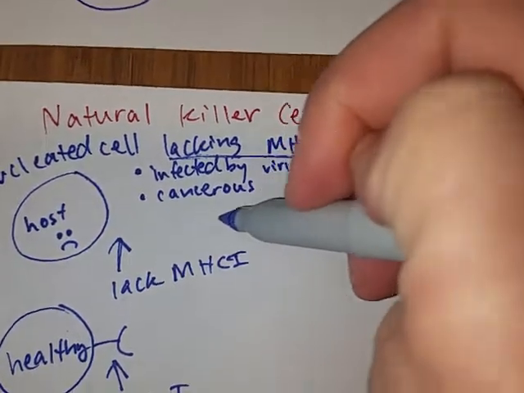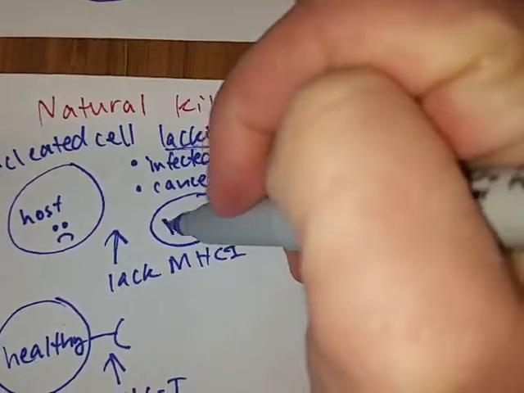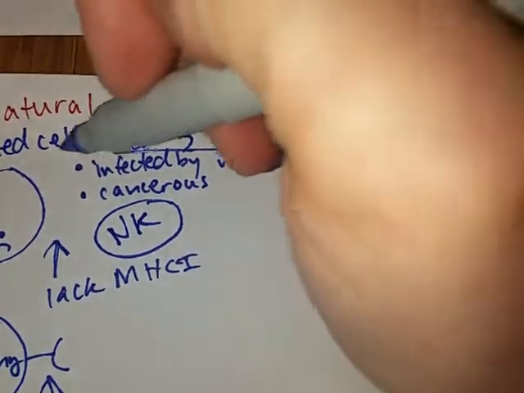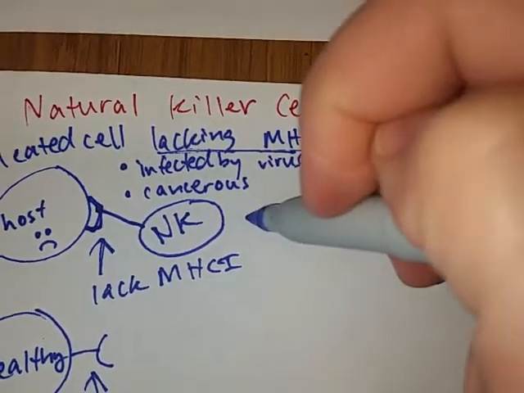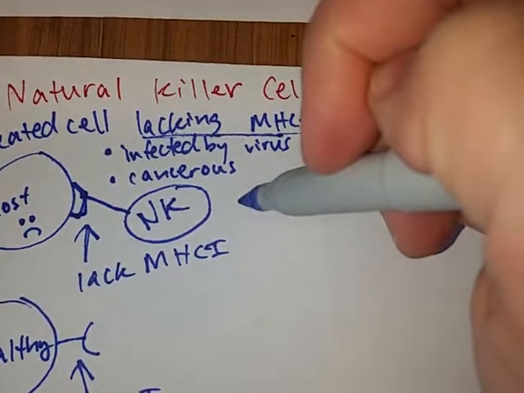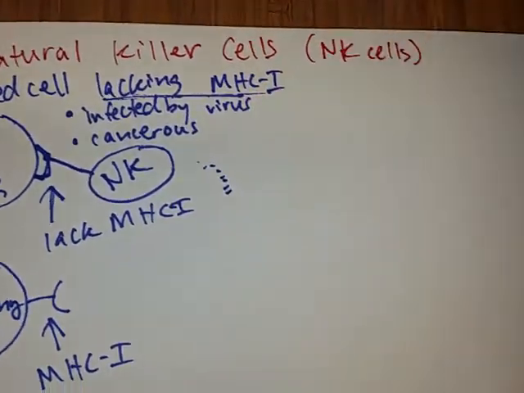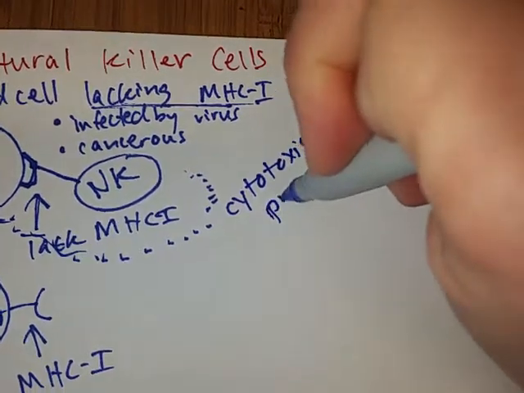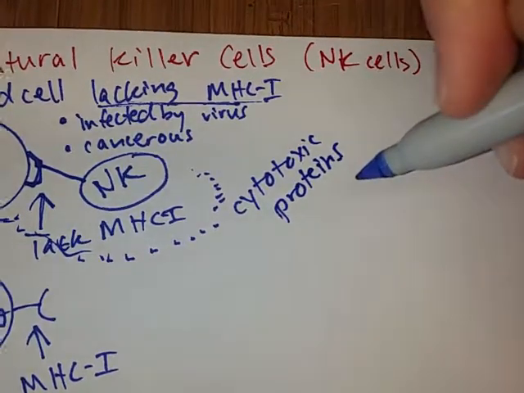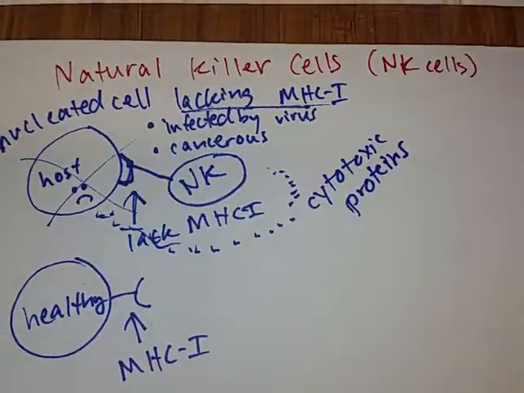So natural killer cells, let's label it NK. These are going to come through and look for MHC1. They're like beeping all around, and they're like, okay, nothing is here. We do not see any MHC1. So the natural killer cells are going to go ahead and, just like the T cytotoxic cells, release these cytotoxic proteins to kill off the host cell.